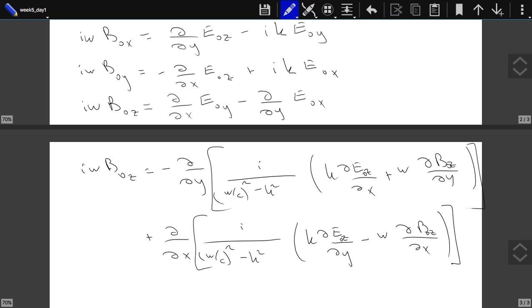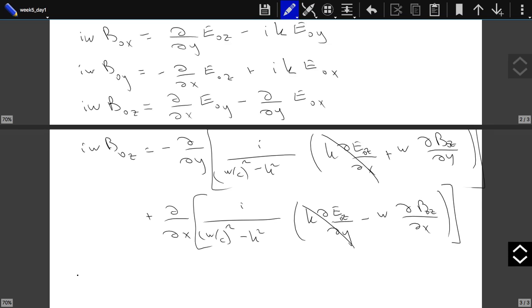Now let's see. These are common factors. k is common. Here I get the derivative of E0z, first with respect to x and then with respect to y, with a minus sign. Here I get the same factors. Now I have the E0z, its second derivative, first with respect to y and then with respect to x. But the order of these two derivatives does not matter. So this term cancels this term.